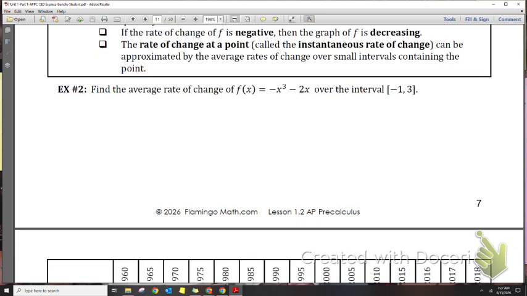All right, look at example 2. It said find the average rate of change of f of x equals negative x cubed minus 2x over the interval from negative 1 to 3. All right, so that interval is my x1 and my x2.